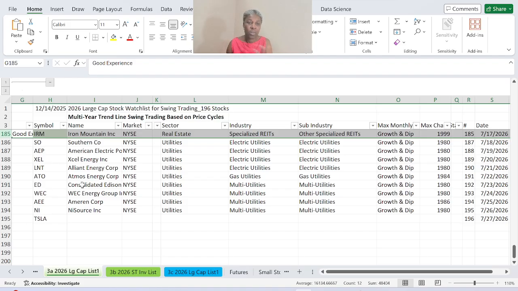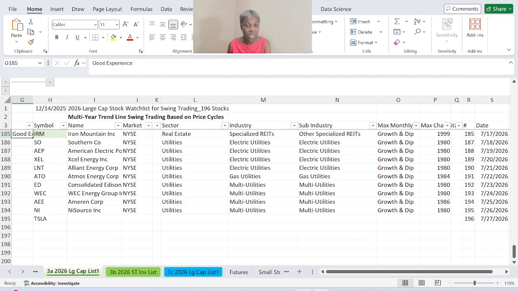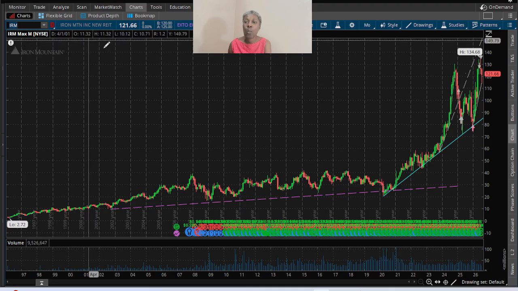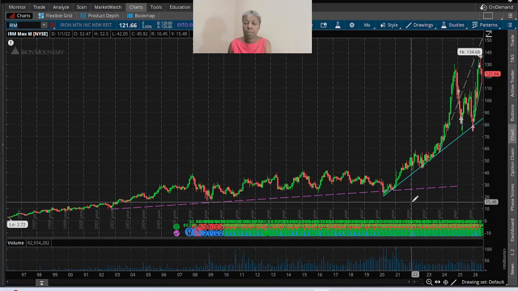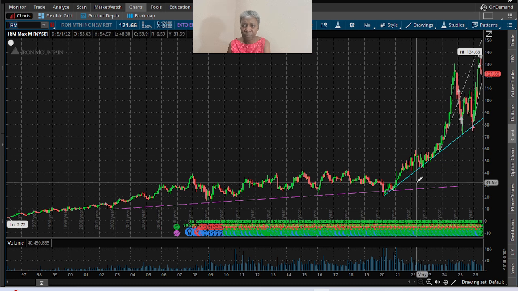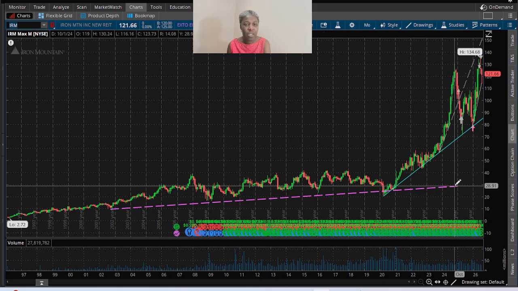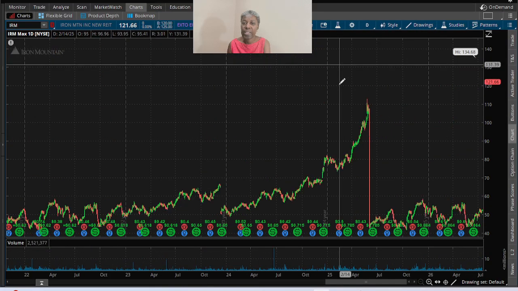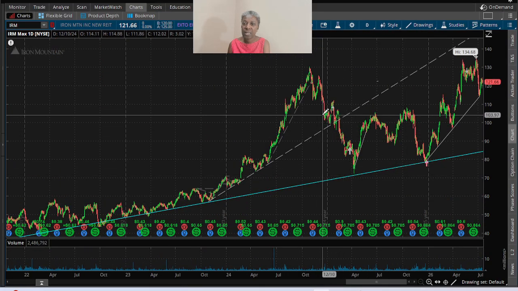And so today we are going to analyze IRM as of July 17, 2026. And I put a note there that I had a good experience with it. So when we are looking at IRM on a maximum monthly chart here, you can see it has growth in it. And I feel like it's less likely to come down to this support line, and I'm looking to buy at this one. So we are going to go to the maximum daily chart, and in the past I purchased it there.